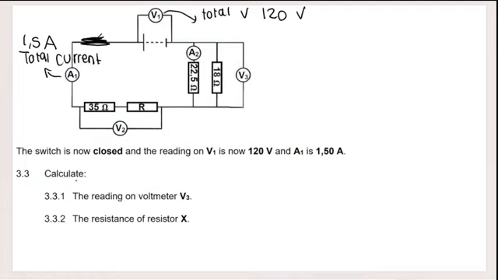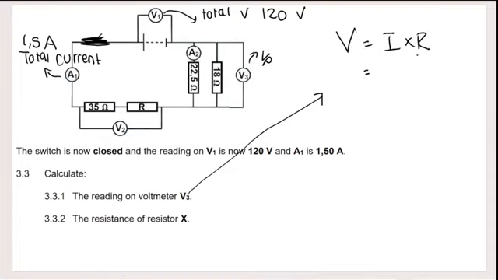Then they want to know the reading on voltmeter V3. Now remember we discussed that V3 is connected across the resistors in parallel. So basically they want voltage in parallel. We know V is equal to I times R. So V is equal to I times R.